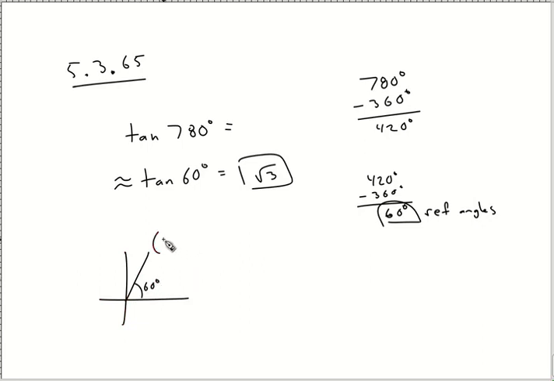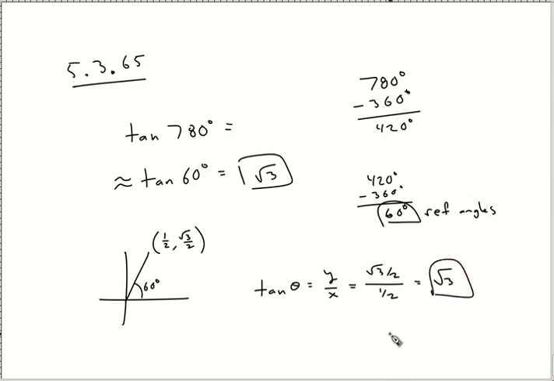So we got 60 degrees here. Your point on the unit circle here is going to be at 1/2, and then the square root of 3/2. So my tangent is equal to y over x. That's going to be the square root of 3/2 divided by half. And the 2's cancel and make square root 3 over 1, which is just the square root 3.